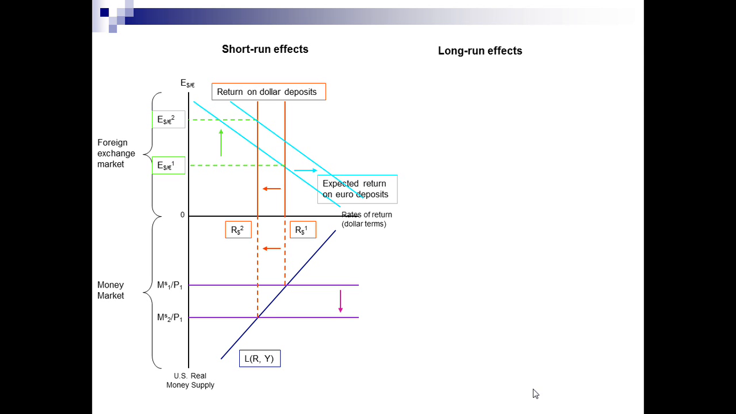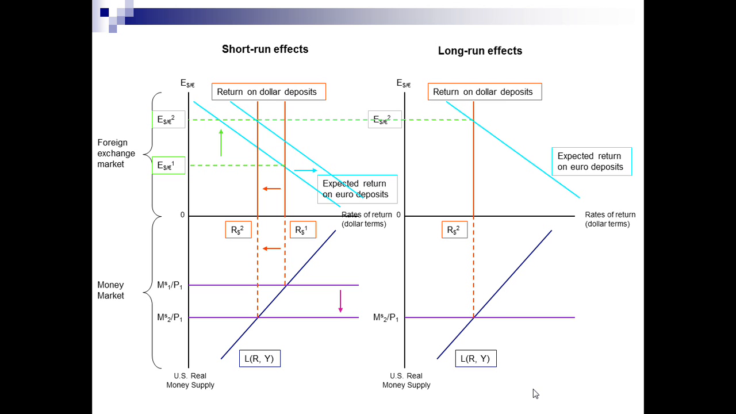Now we're going to look at the long run effects, and we're going to again start with E2. This is the exchange rate that we have in the short run. Now over time, in the long run, the price level is going to adjust in the US market to price level 2. And remember that in the long run, the price level is going to increase proportionately with the money supply. And since it's going to increase proportionately, we're going to end up going back to our original position. So M2 over P2 is equal to M1 over P1.